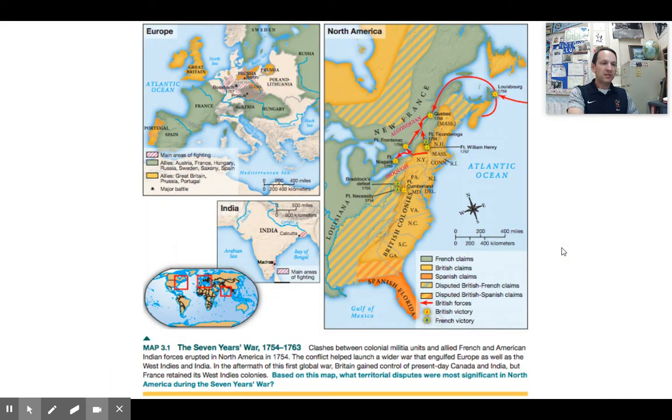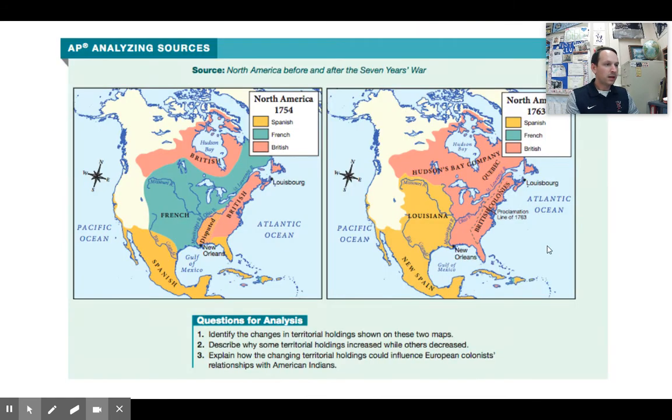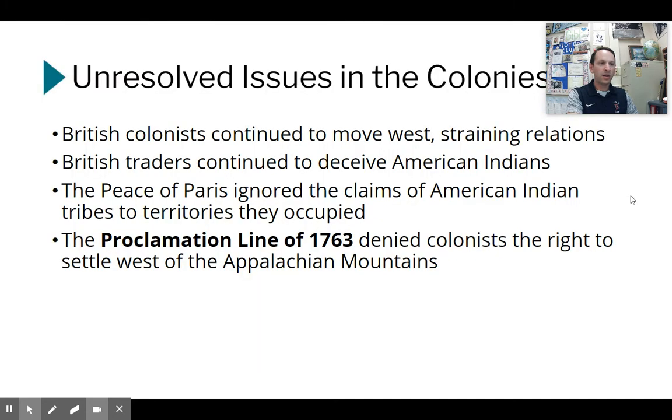The map of the Seven Years' War. Again, when it's all said and done, France, this is what they had before. They have all of what is now Louisiana Territory, or what was Louisiana Territory, all the way up into Canada. They lose everything. The Spanish actually gain Louisiana, but the British territory now expands from the Atlantic coast all the way to the Mississippi River. If you remember, the colonists believed that this land is land that they are entitled to.